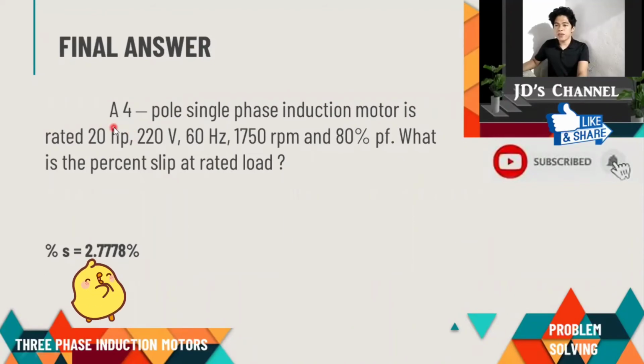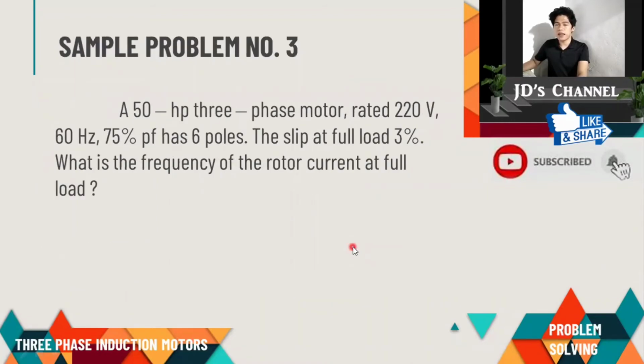Okay, class, so tama naman. So yung 2.7778%. So that is our percent slip. Okay, so the next one is, ayan, so we have the sample problem number 3.